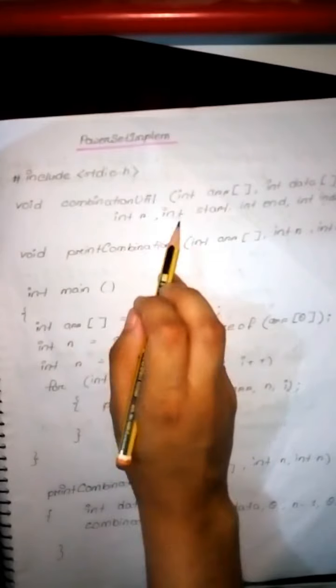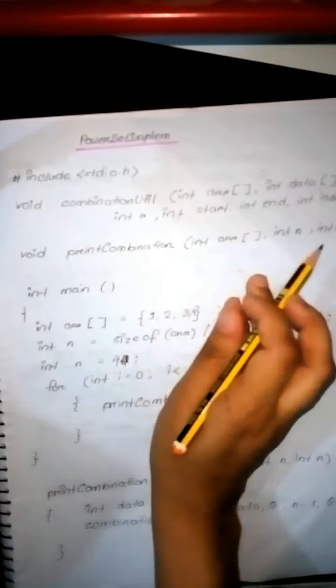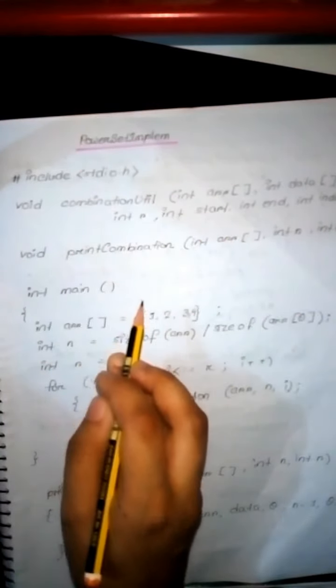Hello everyone. In this program, I am going to print all combinations of size R in an array of size n. So let's start the program, and then I'm also going to show the tree structure of this combination program.